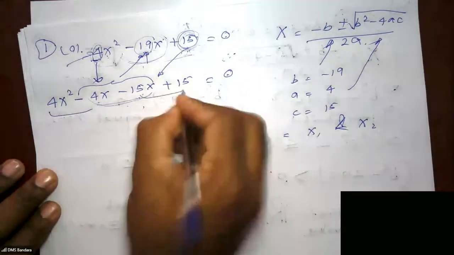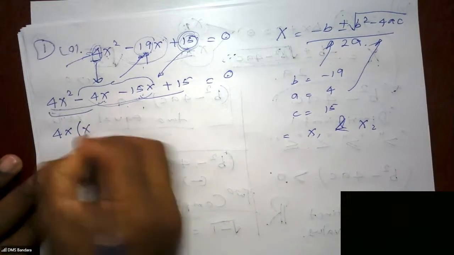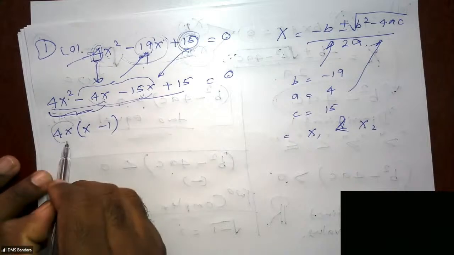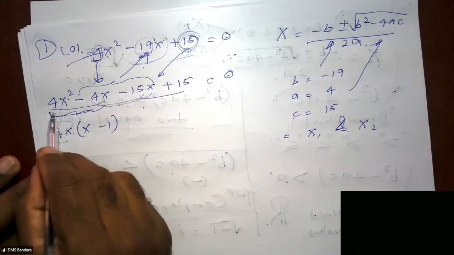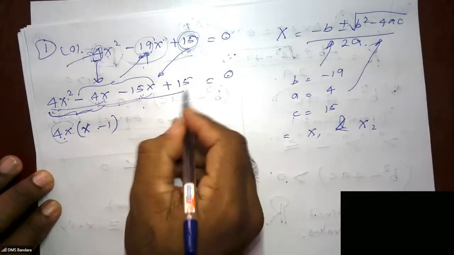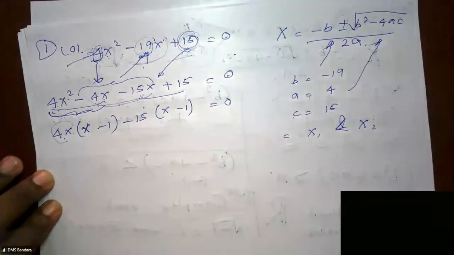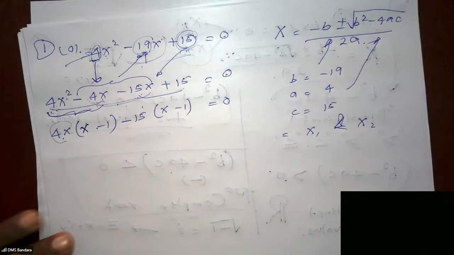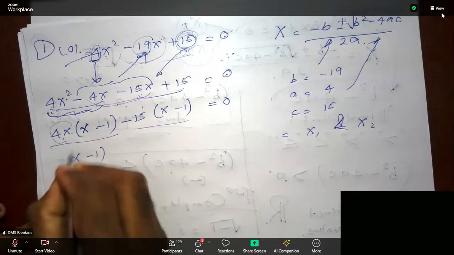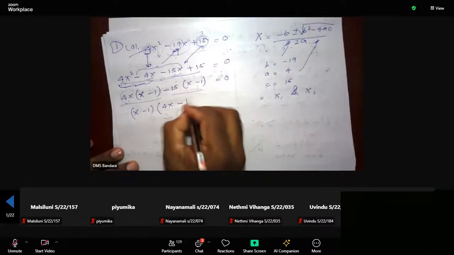Now we can combine two by two. From the first two terms, 4x squared minus 4x, the common factor is 4x. When you take out 4x, the inside remaining is x minus 1. From the other two terms, the common factor is minus 15, leaving x minus 1. Are you clear about this place? This is a very simple thing, right? How to factor, right? By considering these two terms, x minus 1 is the common factor. We take out x minus 1, leaving 4x from the first term minus 15 from the second.